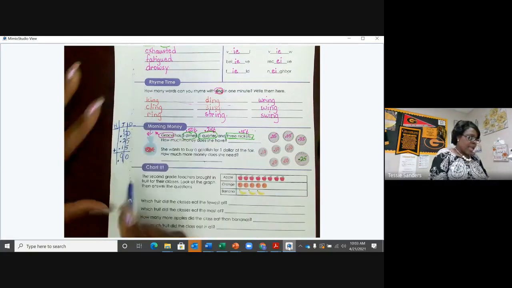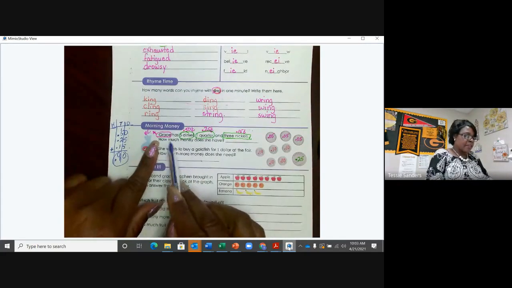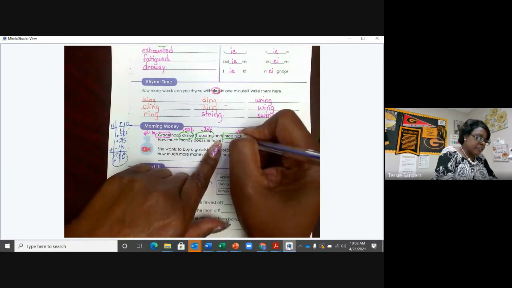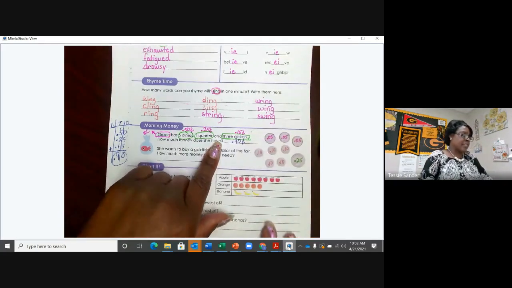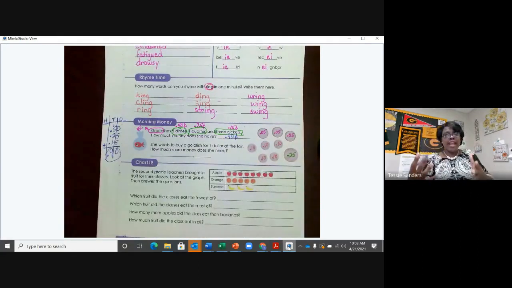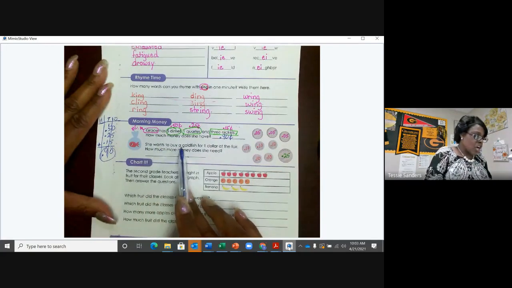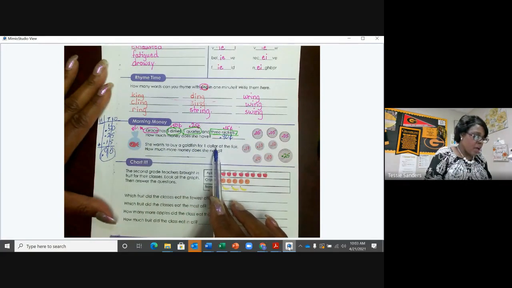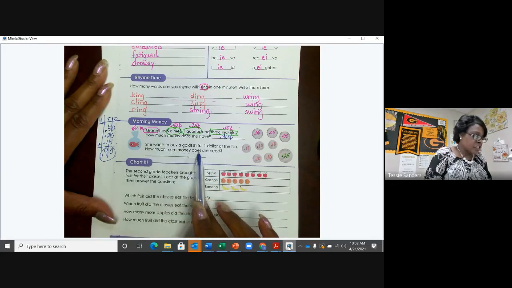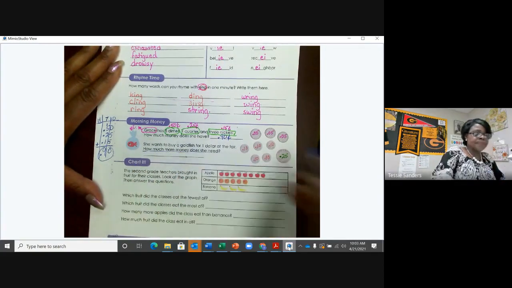Write your decimal. How much money does Grace have? See, how much money does she have? She has what? 90 cents. Good job. She has 90 cents. Now let's take a look at the scenario. What does Grace want to do? Read. She wants to buy a goldfish for $1 at the fair. How much more money does she need? So underline your question. How much more money does she need?